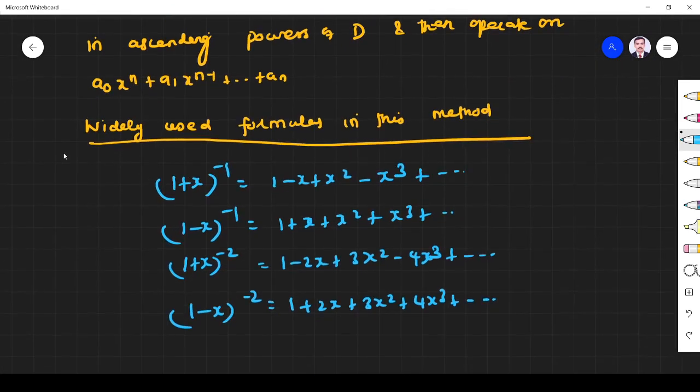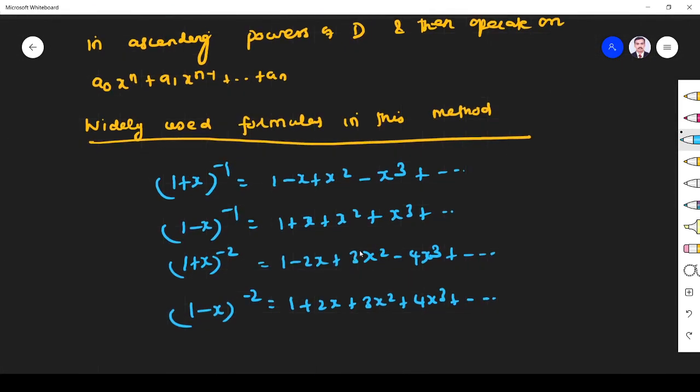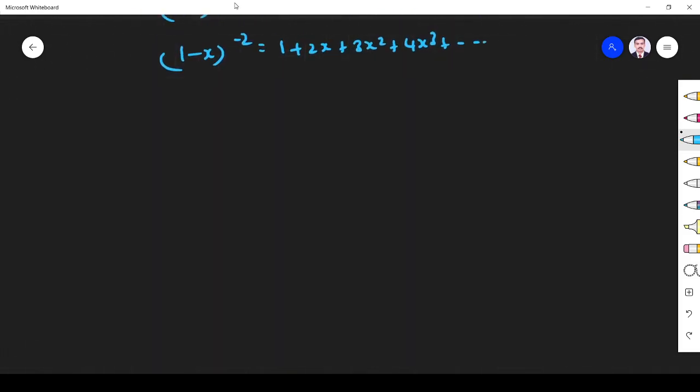Here we have to remember some basic binomial theorem formulae. So one is (1 plus x) power minus 1, (1 minus x) power minus 1, (1 plus x) power minus 2, (1 minus x) power minus 2. So let us go to the problem. Once I explain the problem, we will understand everything very simply. Let us take this problem.